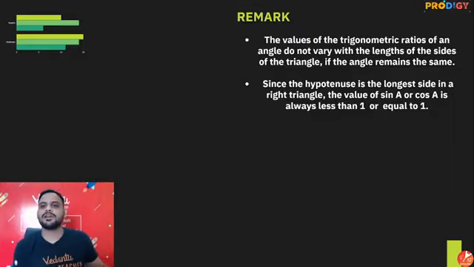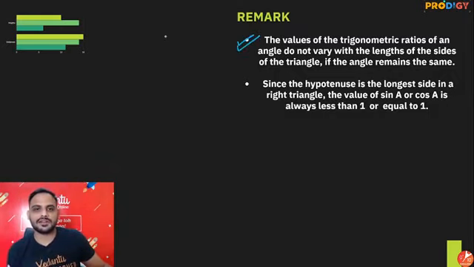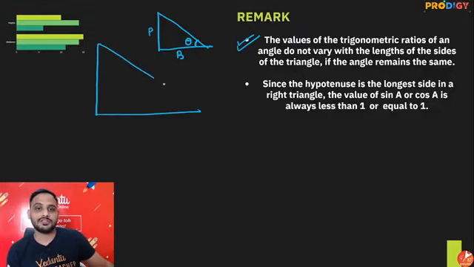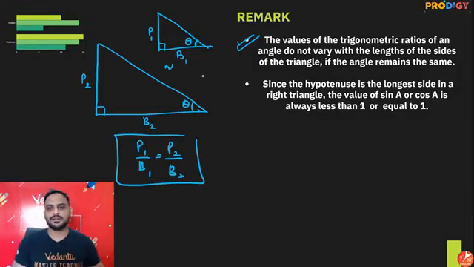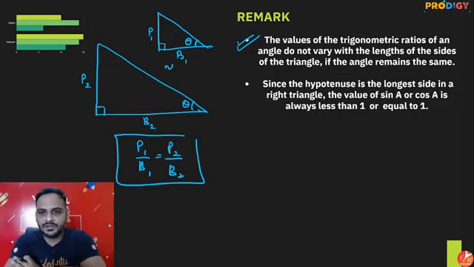Now look, the values of trigonometric ratios of an angle do not vary with the length of the sides of the triangle if the angle remains the same. If I fix this angle theta, the ratio of perpendicular and base will be the same here also. If I make a big triangle, with P1 B1 and P2 B2, and I fix this theta in the right angle triangle, P1 by B1 will be equal to P2 by B2, and the basis of this we got from similarity.